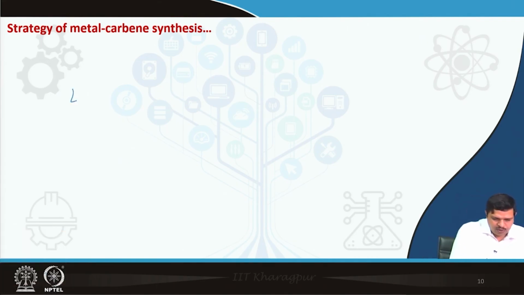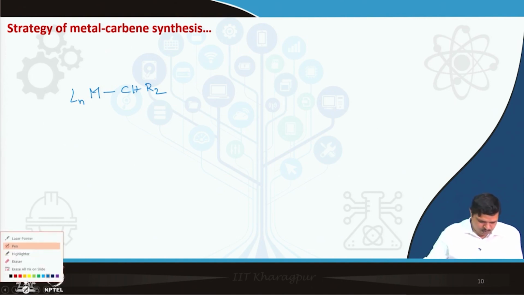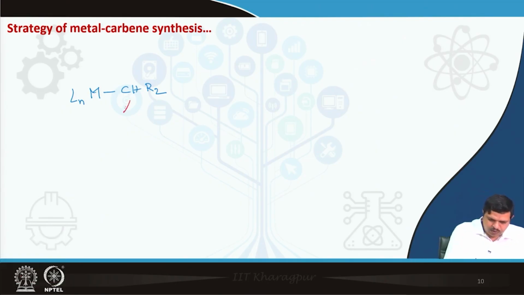So no need to remember, you just see the strategic way to make the metal-carbene complexes from another category of precursors. What I am doing here: I am taking the metal alkyl complex where the alkyl has an alpha proton. So this is the alpha proton, okay.